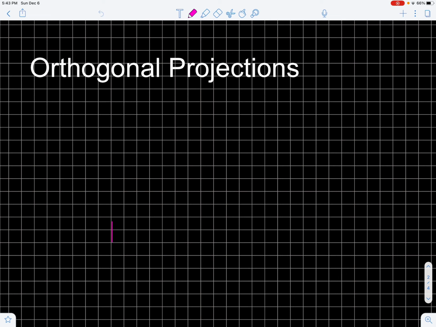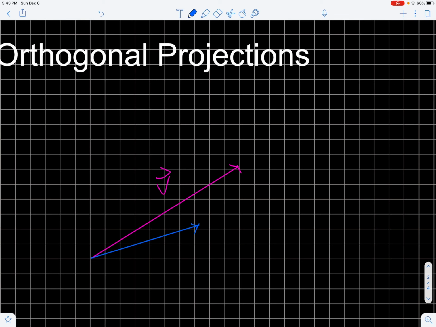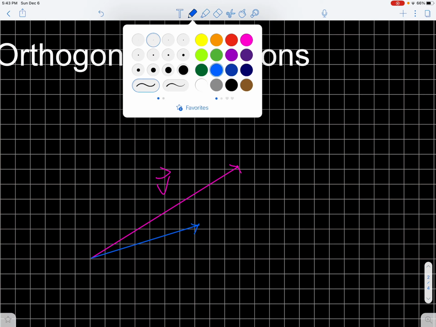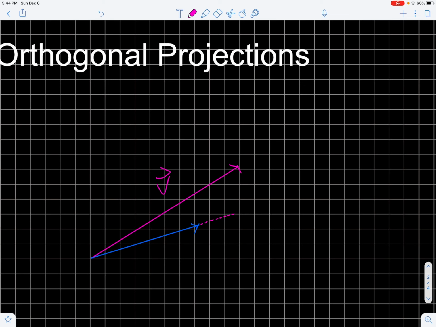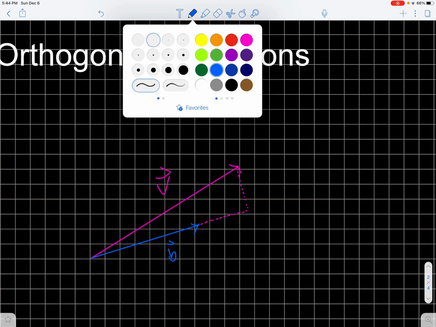All right. So you've got two vectors, a vector v and a vector b. Doesn't matter how long b is. We want to find the components of v that are parallel and perpendicular to our vector b. And these are vector components.